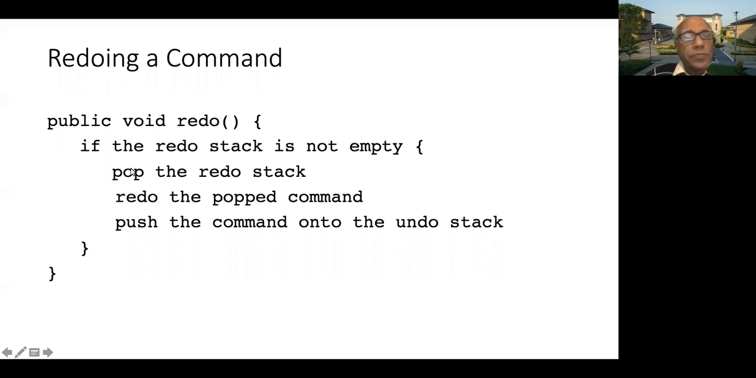And here is redo. If the user clicks redo, we see whether there is anything in the redo stack. If something was undone, and if it is in the redo stack, we pop the redo stack and redo that operation. The command will know how to redo it and push the command onto the undo stack. So that is now eligible for undoing.